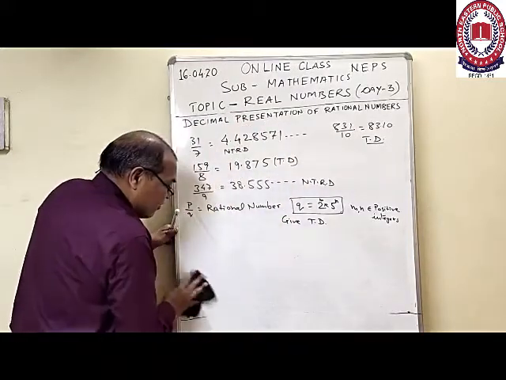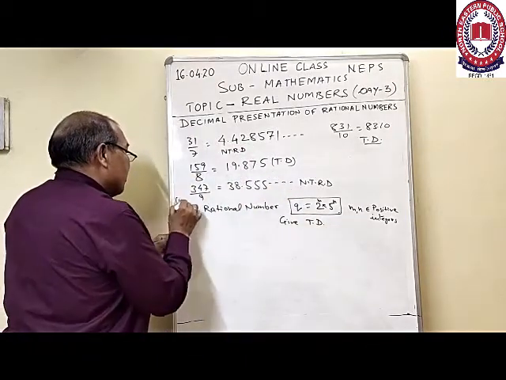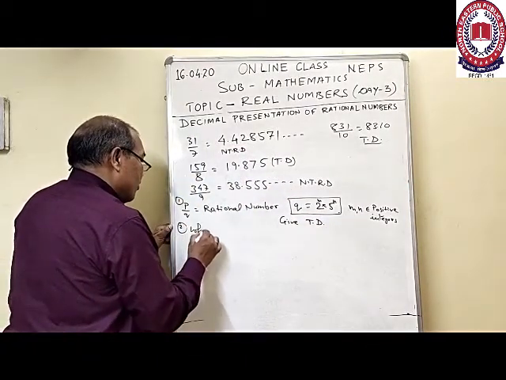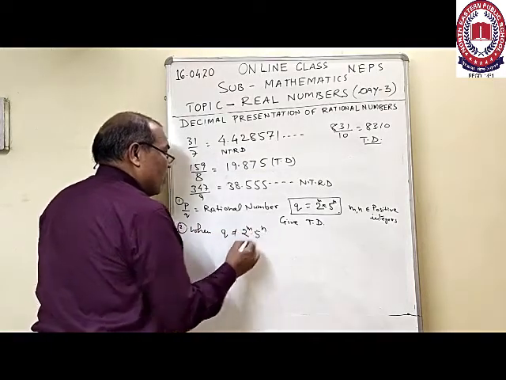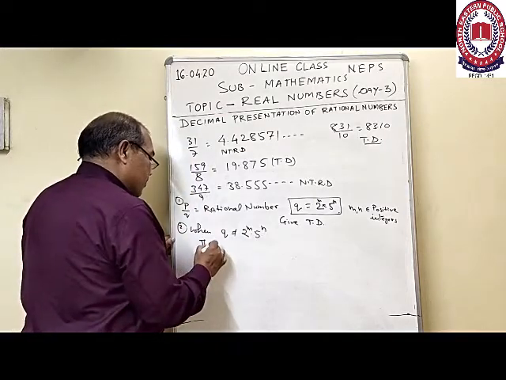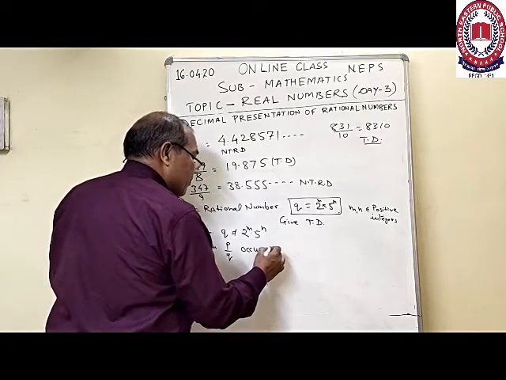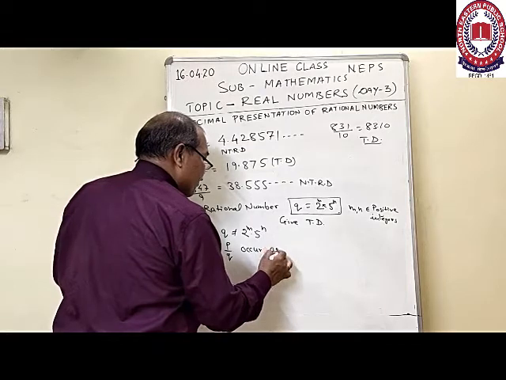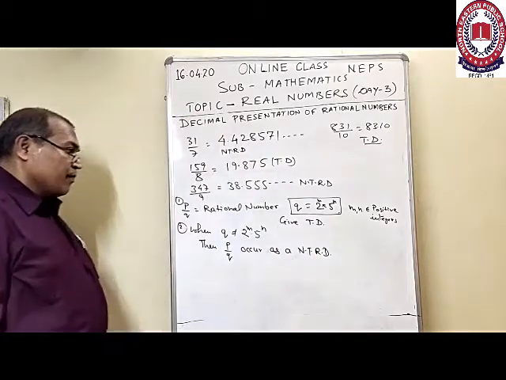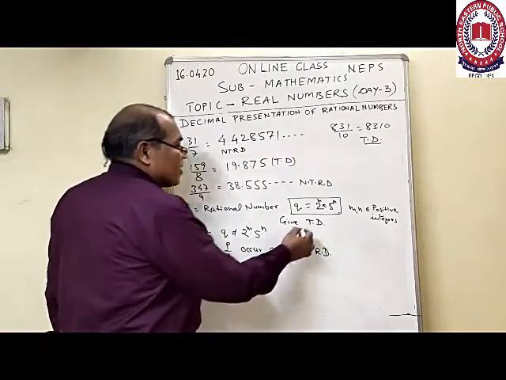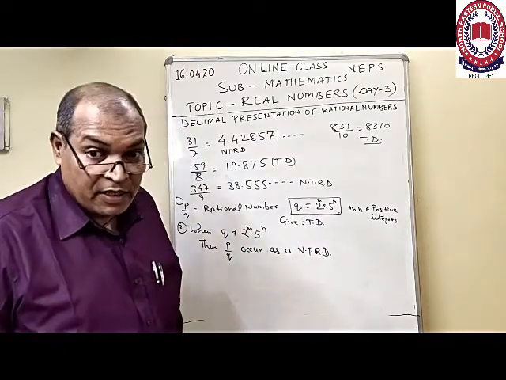Okay, but when the denominators are other than these factors, when Q is not in the form of 2 power m and 5 power n, then P by Q is a non-terminating and repeating decimal. So we must understand here by only looking into the denominators.